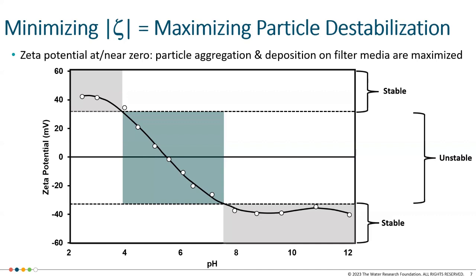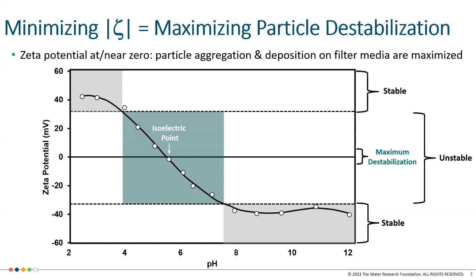So we're always trying in water treatment to minimize the absolute value, how far we are from zero with Zeta potential. The pH value at which the Zeta potential is 0 millivolts is known as the isoelectric point, or the point of zero charge. Particle destabilization that enables particle aggregation and deposition on surfaces is maximized when Zeta potential is at or near the point of zero charge. And you can see here I've denoted that maximum destabilization, but you also probably note that that range is smaller than what's denoted as more broadly unstable.